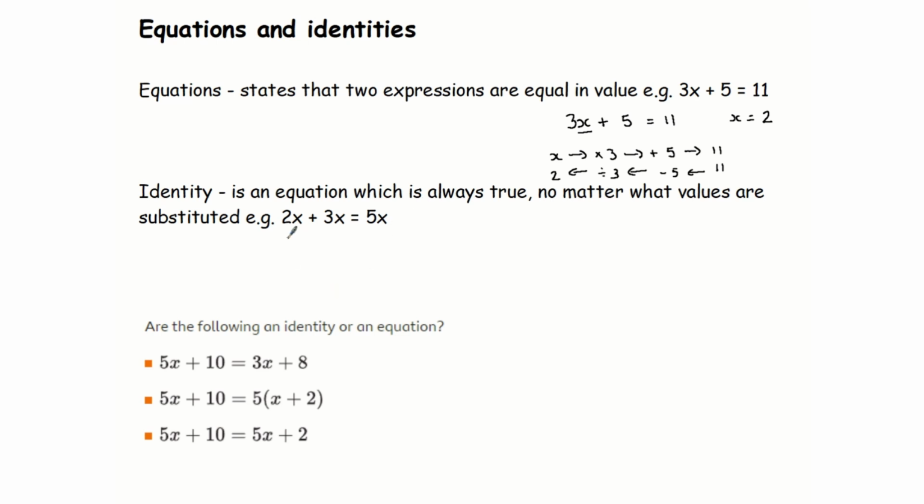So for example, I could say that 2 brackets x plus 2 would be an identity if I knew it was 2x add 4, because if I expanded this bracket, 2 times x gives me 2x, 2 times 2 gives me 4. So just really quickly, I want you to pause the video and have a quick look. Which of these is an identity or an equation?